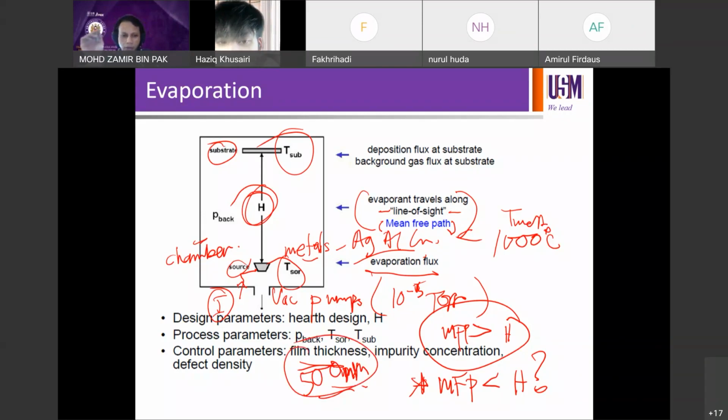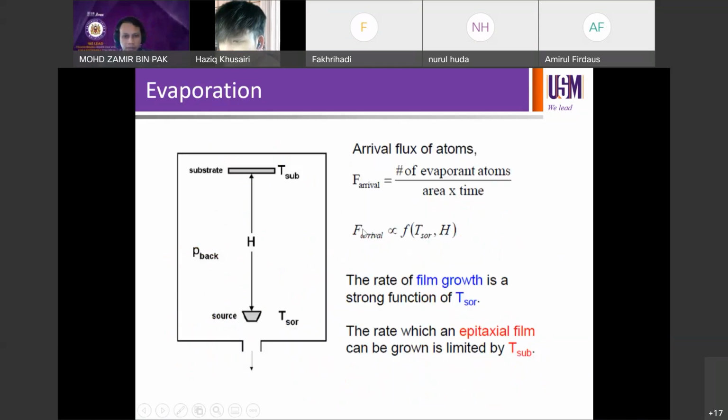Okay, you have to look into the process parameters, the setup, the actual real-time evaporation itself. Does it really happen or tak evaporate pun sebenarnya? So the precursor material just stays there in the tungsten boat, right? Impurity concentration, defect density, and whatnot. So these are among the important things that you have to understand, right?